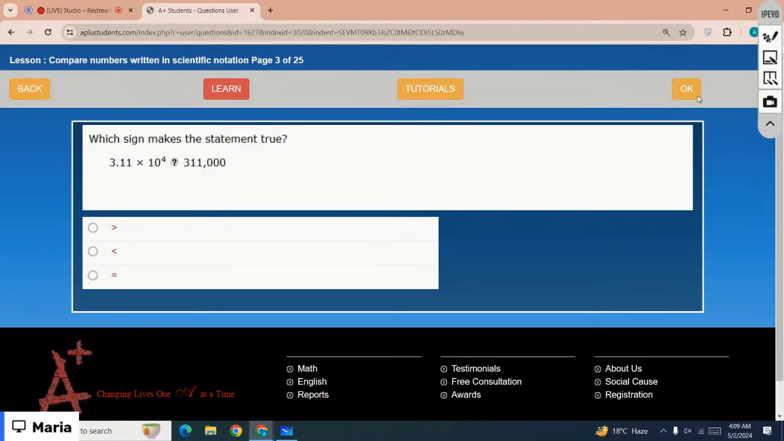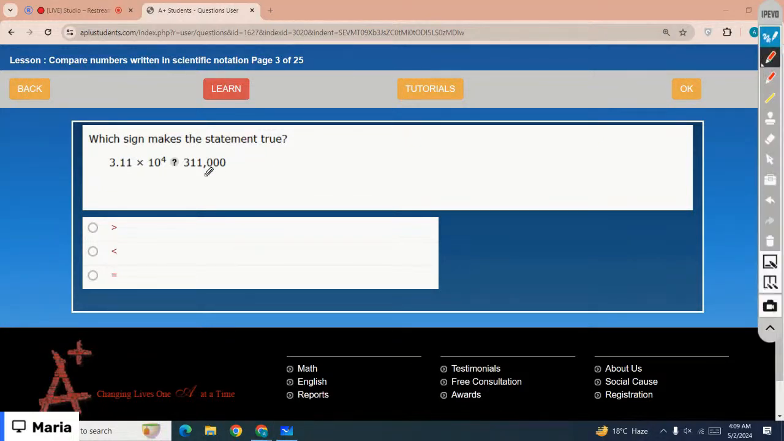The correct option is... Whenever you compare things, they must be in the same form, right? So you need to write this one in scientific notation form. You have to move the decimal point from here to here, 1 2 3 4 5, that would be 3.1, because you moved it 5 places back. That would be 3.11 times 10 exponent 5, right? So that means 3.11 times 10 exponent 4 is less than 3.11 times 10 exponent 5, right?